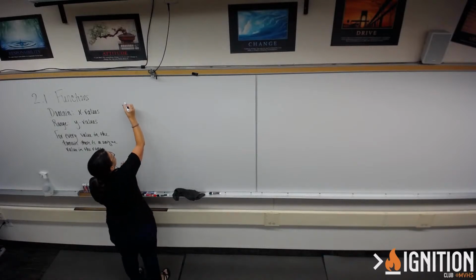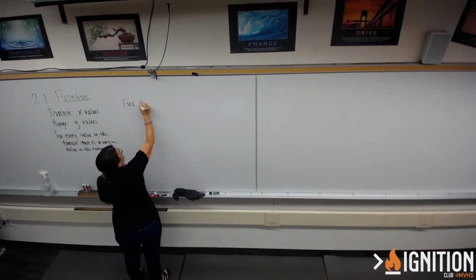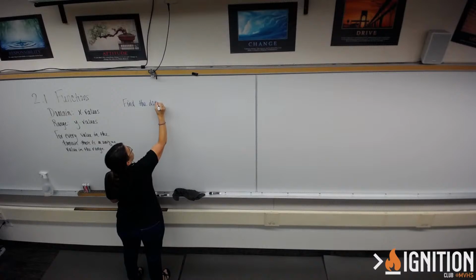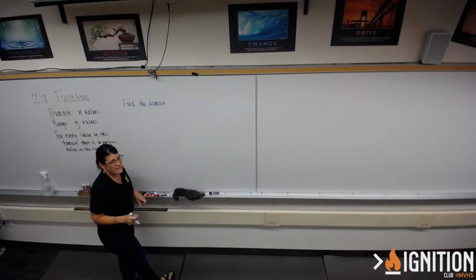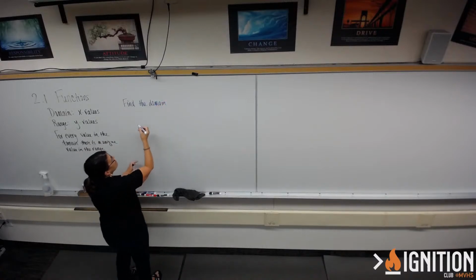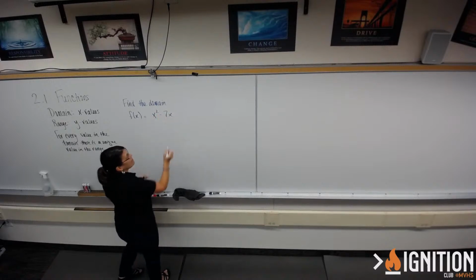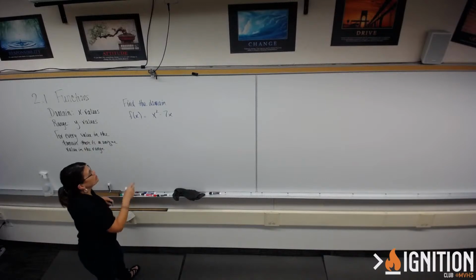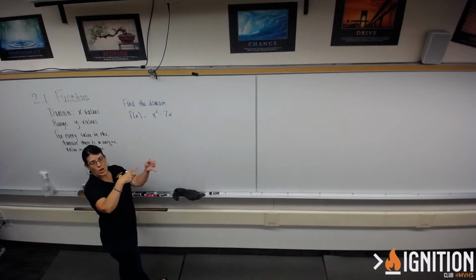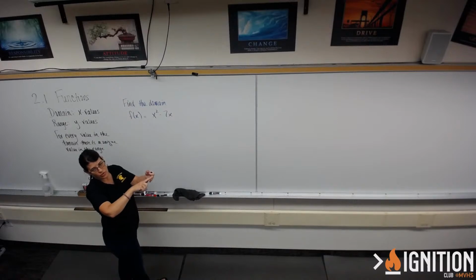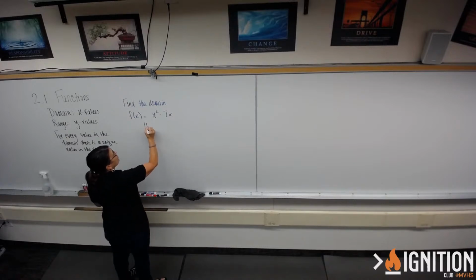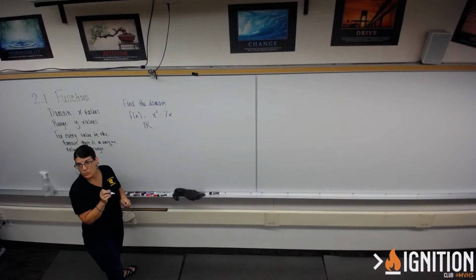if I give you, let's do find the domain. Wow, that's some pretty bad handwriting. Find the domain. So let's say I give you f of x is x squared minus 7x. Domain, all real numbers. There, x can be anything I want. There's no denominator, there's no log, there's no root, we're all good. So all real numbers. That's the symbol for all real numbers.